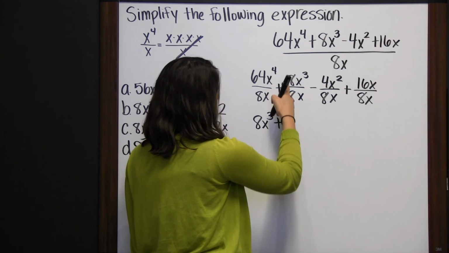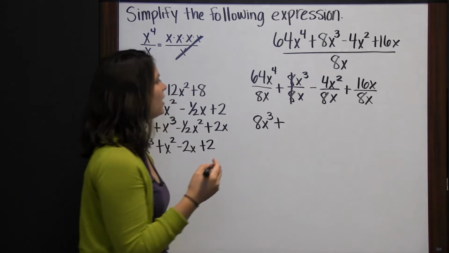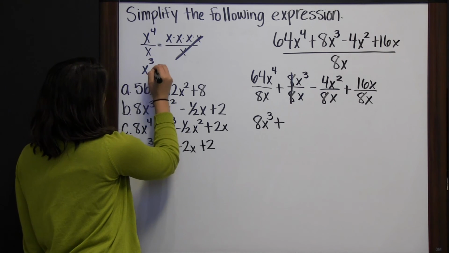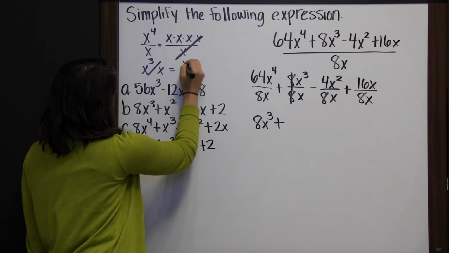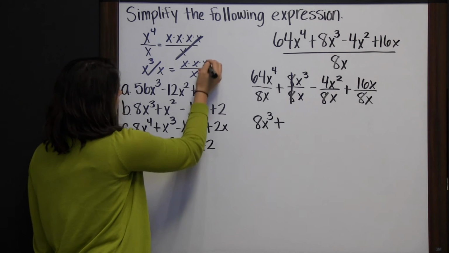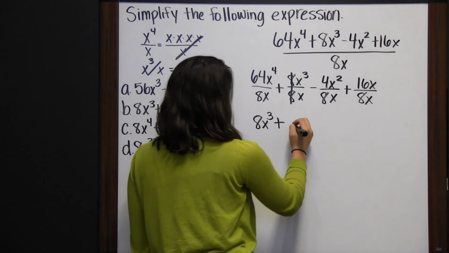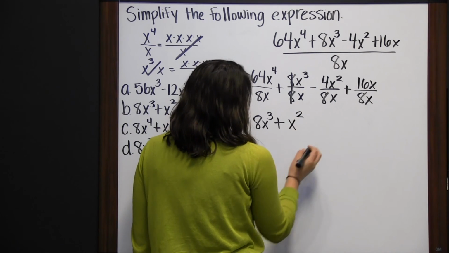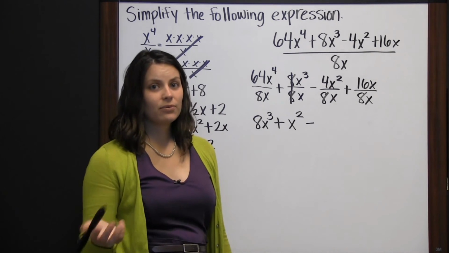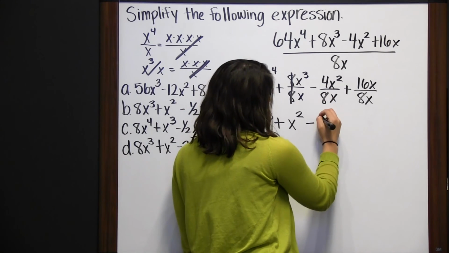Plus 8 divided by 8 is 1 times, and then we do the same thing with x cubed divided by x. So x cubed divided by x would be x times x times x divided by x. X divided by x is 1, so you're left with x times x, x squared. Minus 4 divided by 8. 4 can't really be divided by 8, but we can simplify 4/8 as 1/2.